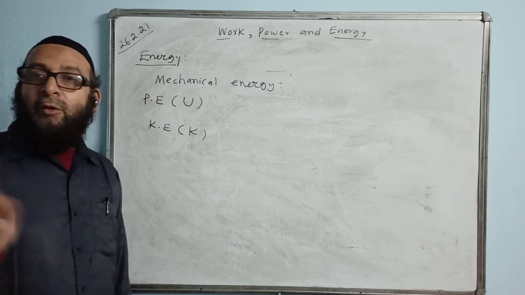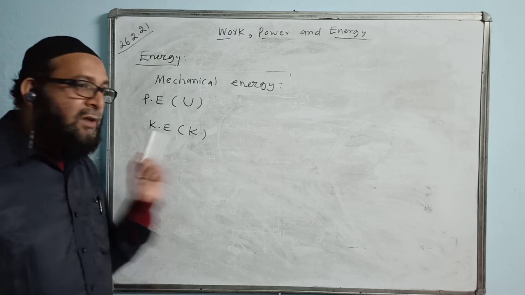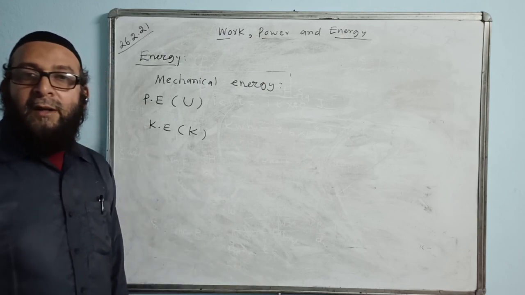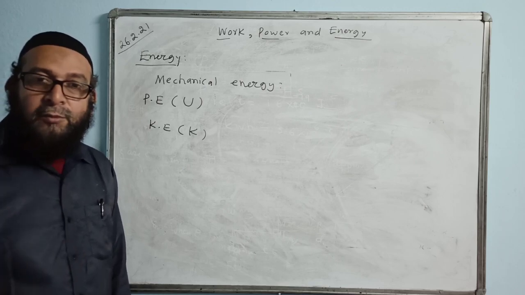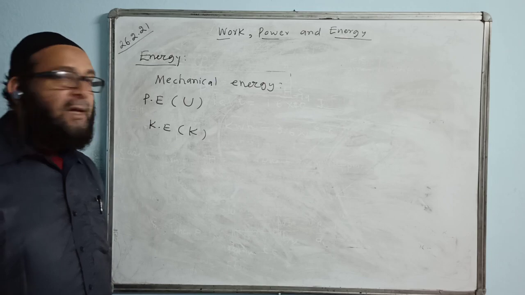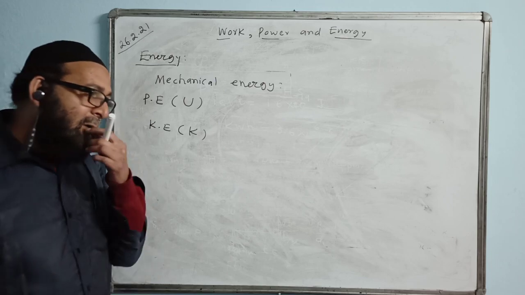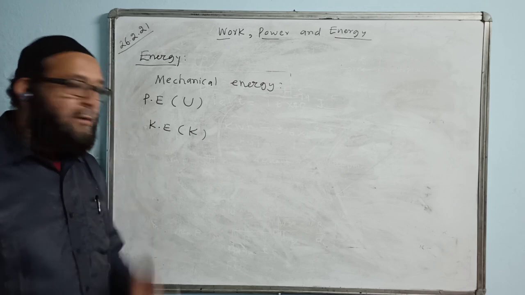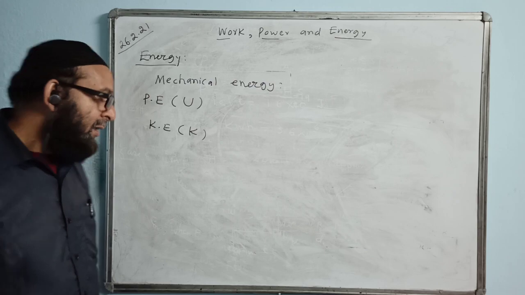And if the body is rotating about an axis, what kind of energy will it have? Rotational kinetic energy. And when a body vibrates, that is, moves to and fro about the mean position, what kind of energy will it have? Vibrational kinetic energy. So there are three types of kinetic energy: translational, rotational, and vibrational.